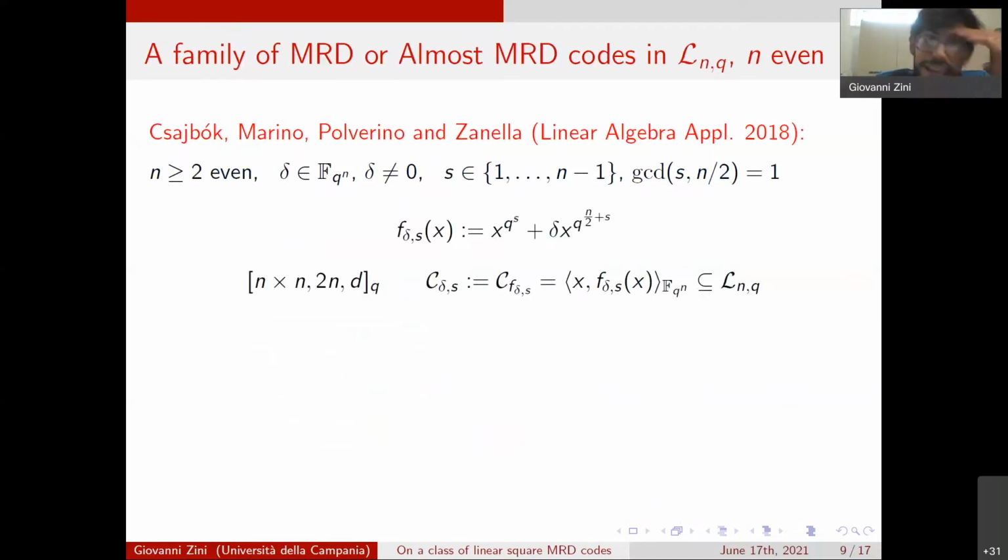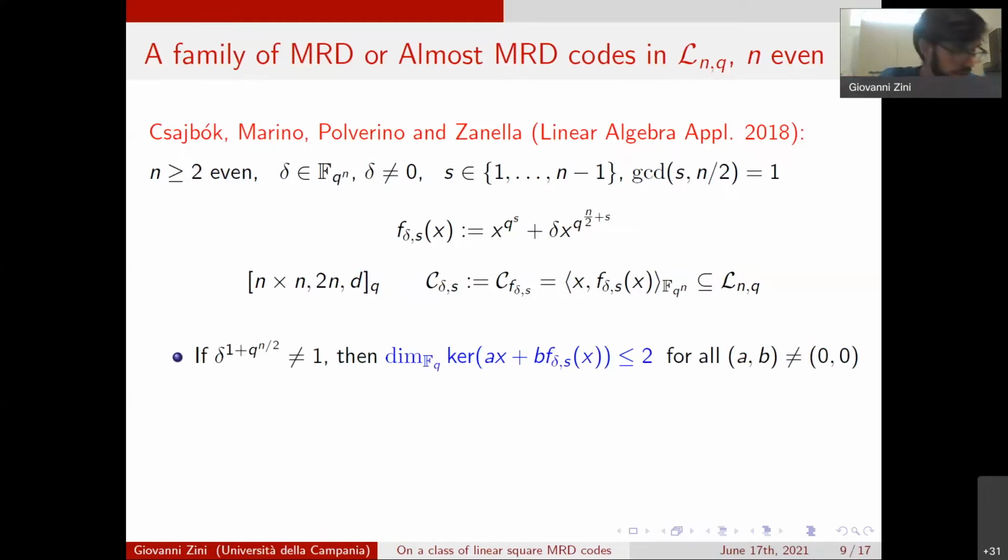And then define this polynomial, f_{delta,s}(x), which was already shown by Giovanni before. He investigated the partial scatteredness property of this polynomial f. We go directly to investigate the scattered property, say, that is the MRD property for the associated code.